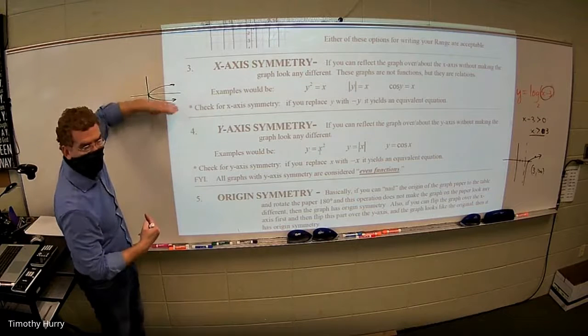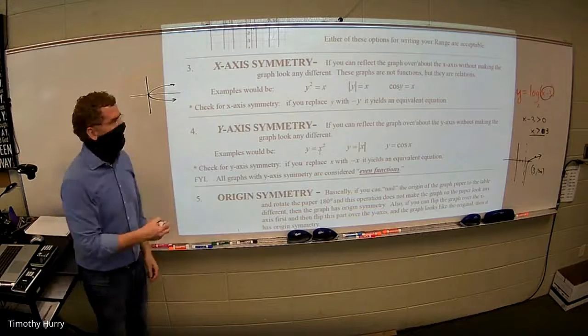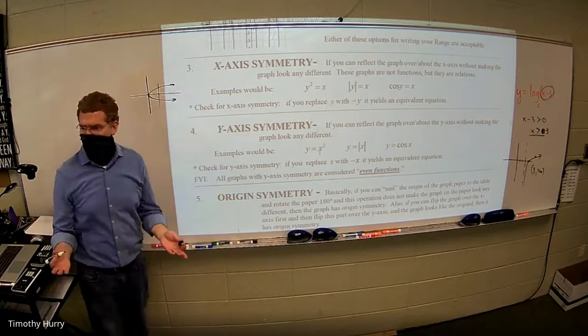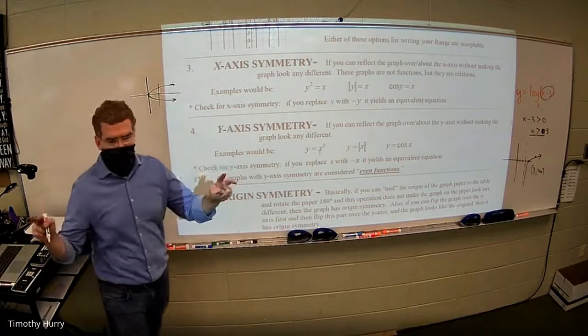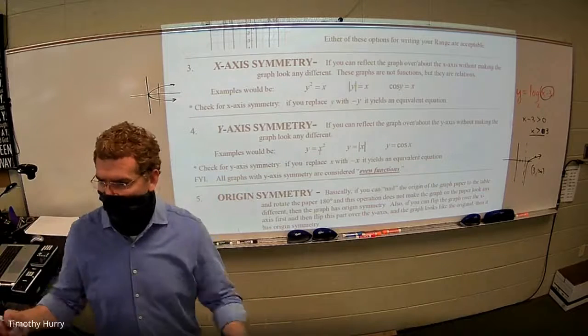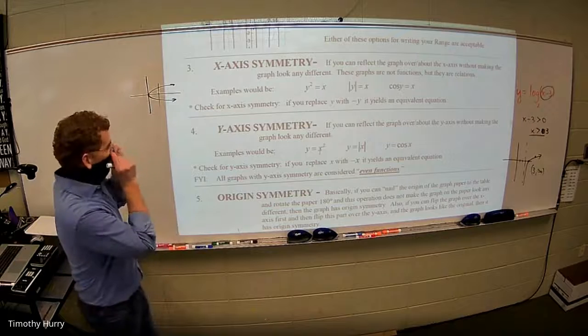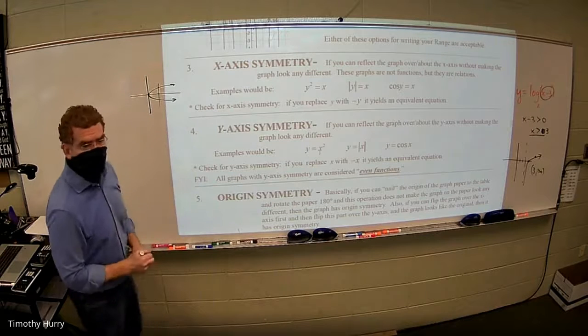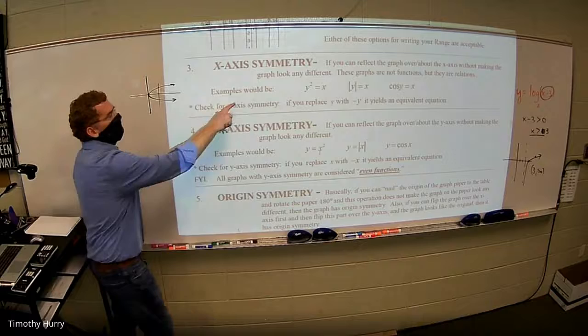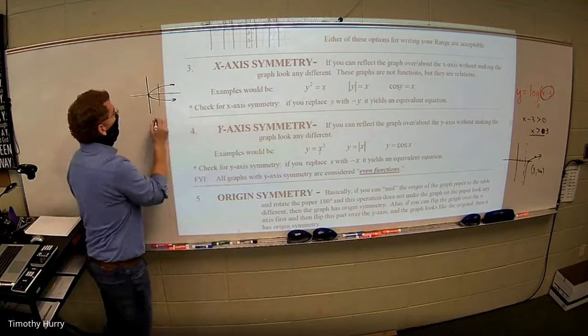If you have x-axis symmetry, it ends up not being a function. And since we're dealing with some of the basic functions, we're not going to see any of that in anything we do here. But if you do have y-axis symmetry, the way you can check for it, this is an example right here of the x equals y squared graph.